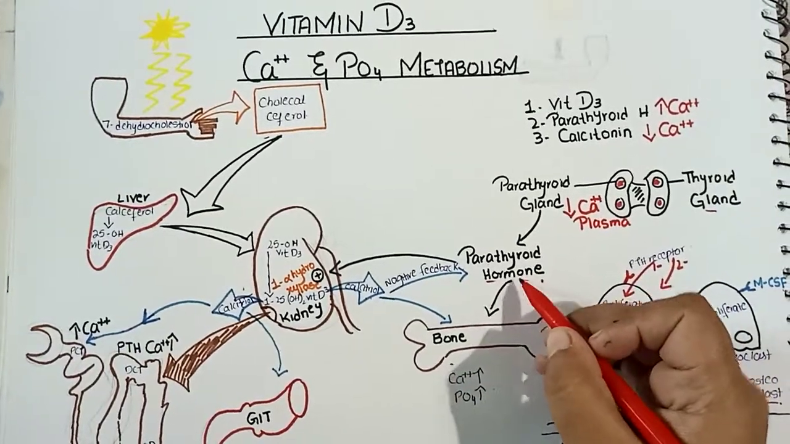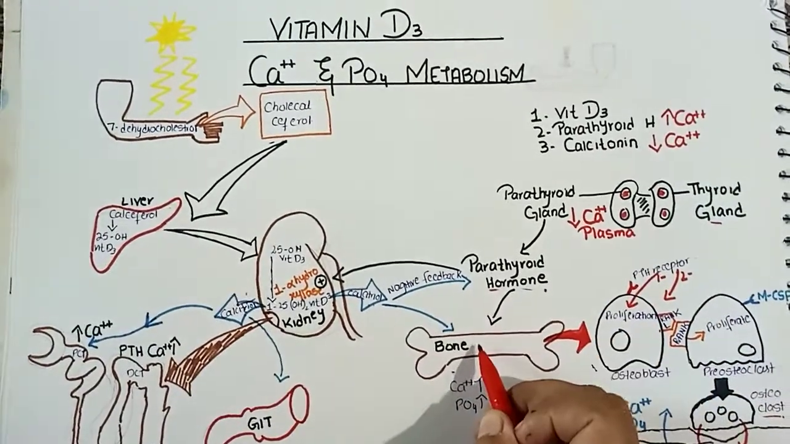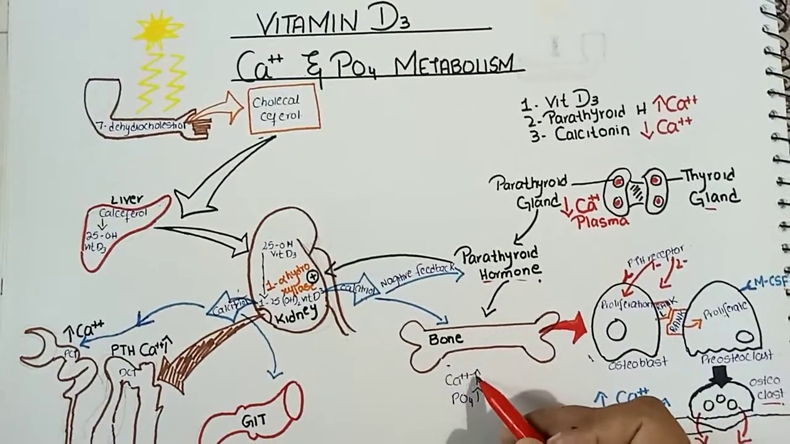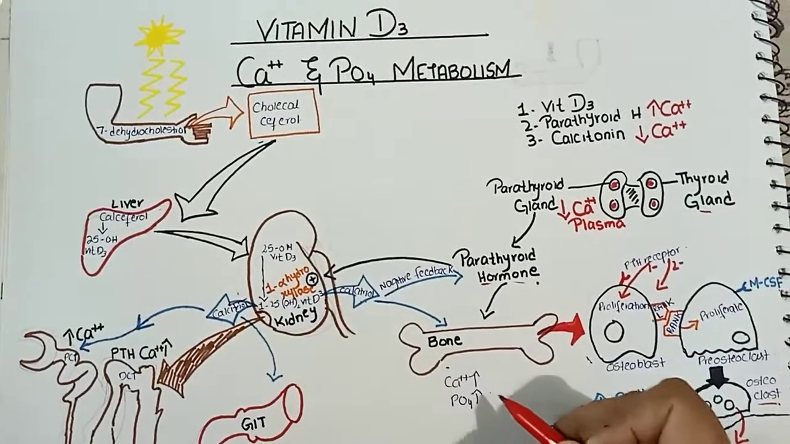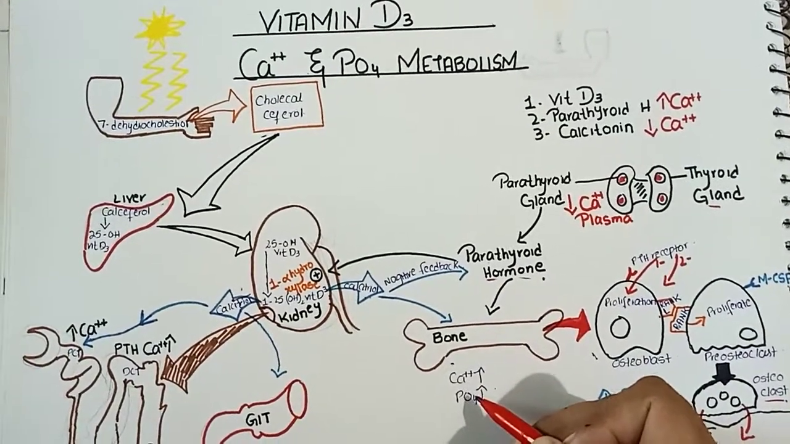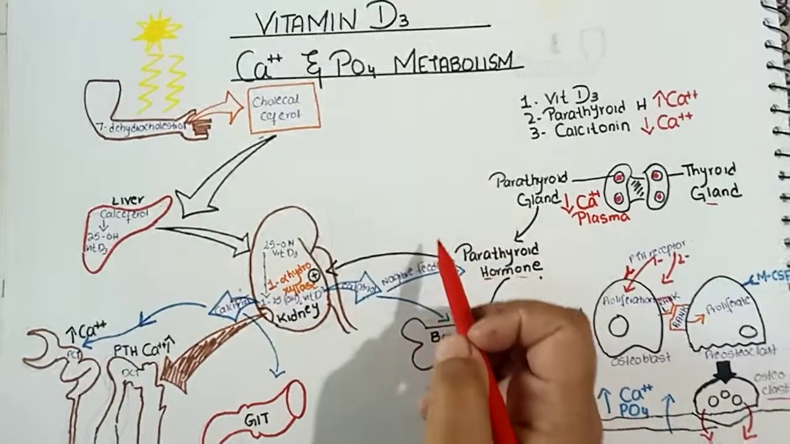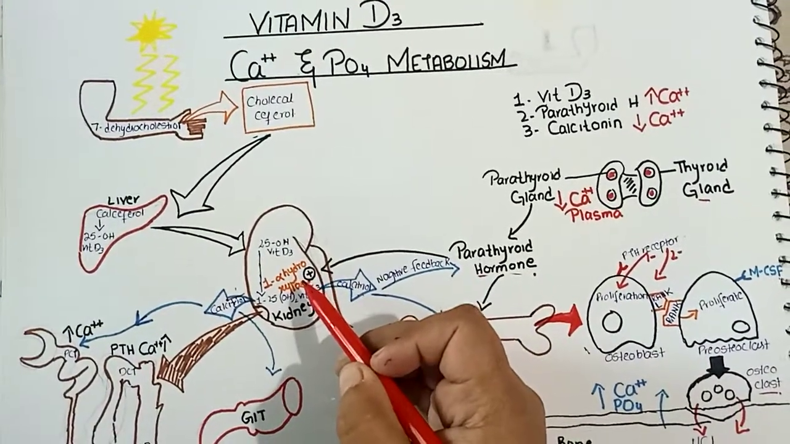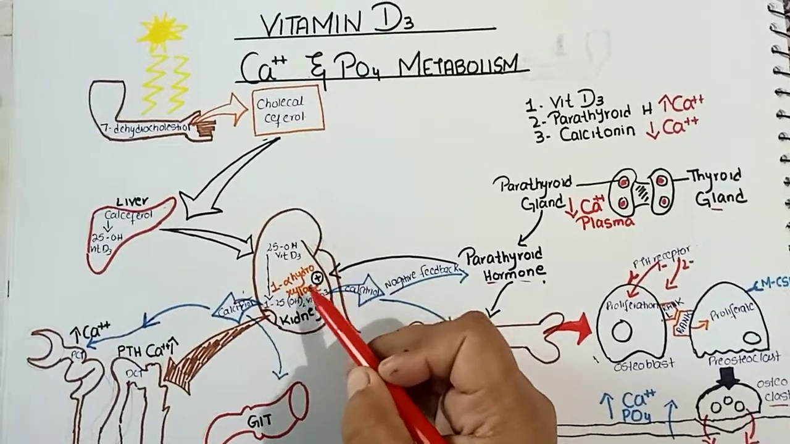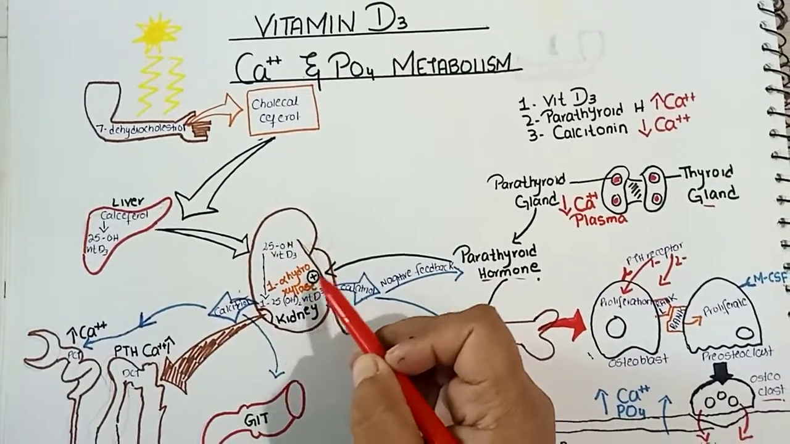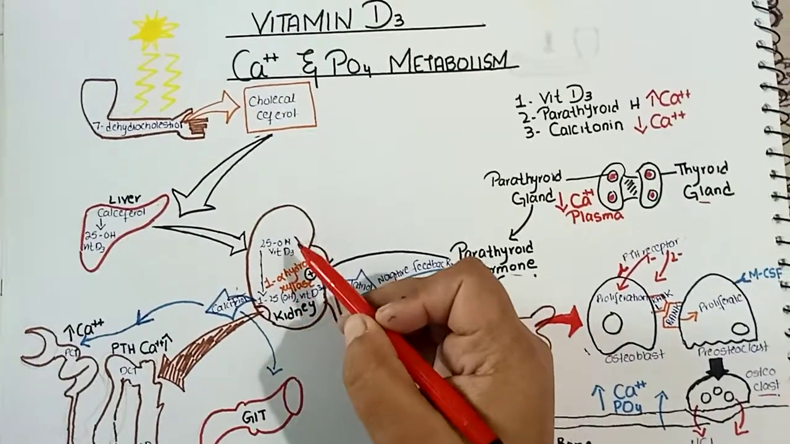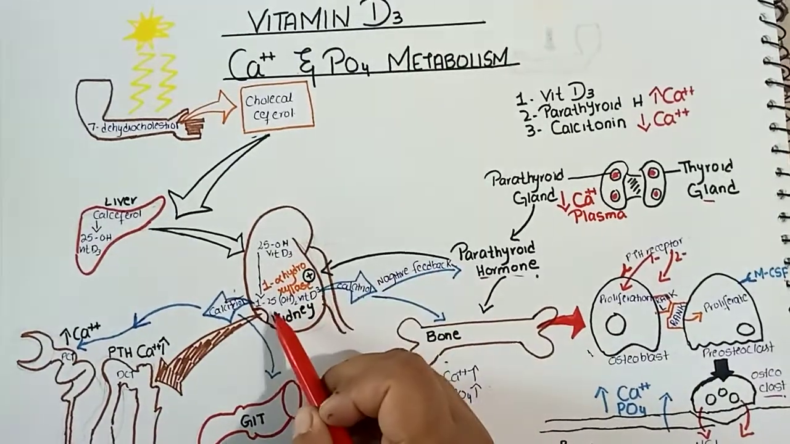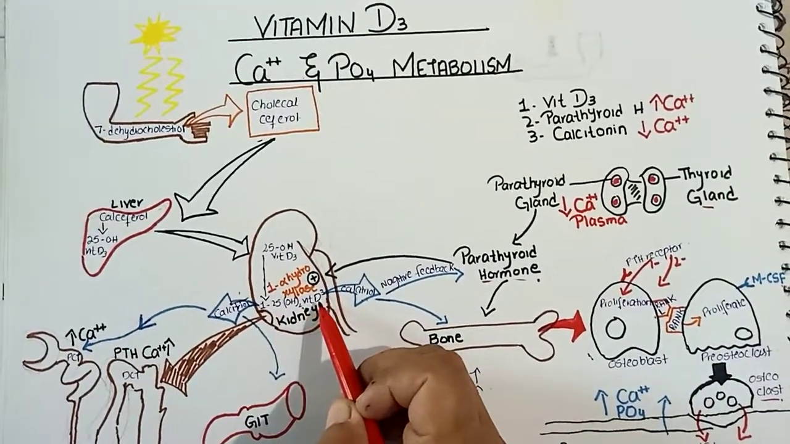The first one, it will act on the bone and break the bone matrix to release calcium and phosphate into the plasma and elevate the calcium and phosphate level of the plasma. The second is it will act on the kidney, basically the enzyme known as 1-alpha hydroxylase within the kidney, which is important in conversion of 25 hydroxy cholecalciferol to 1,25 dihydroxy cholecalciferol.